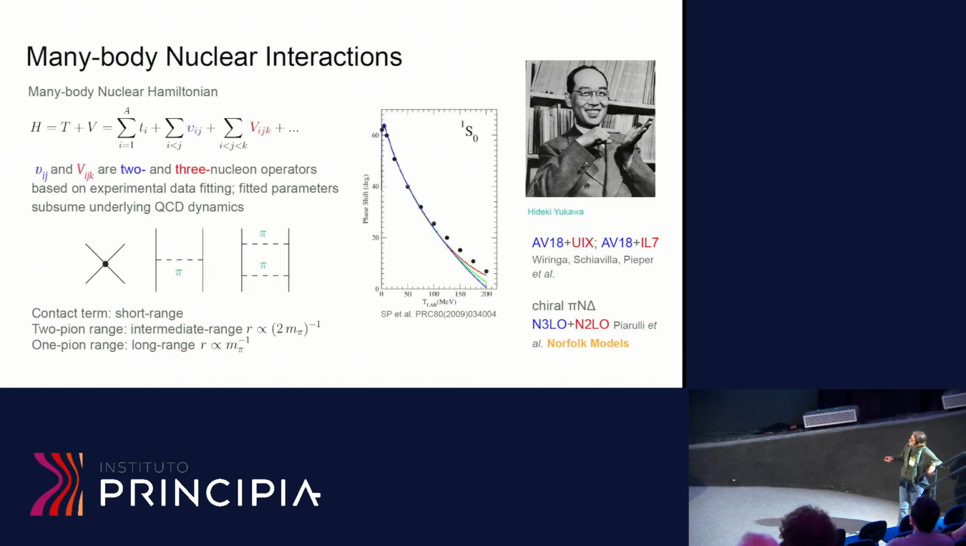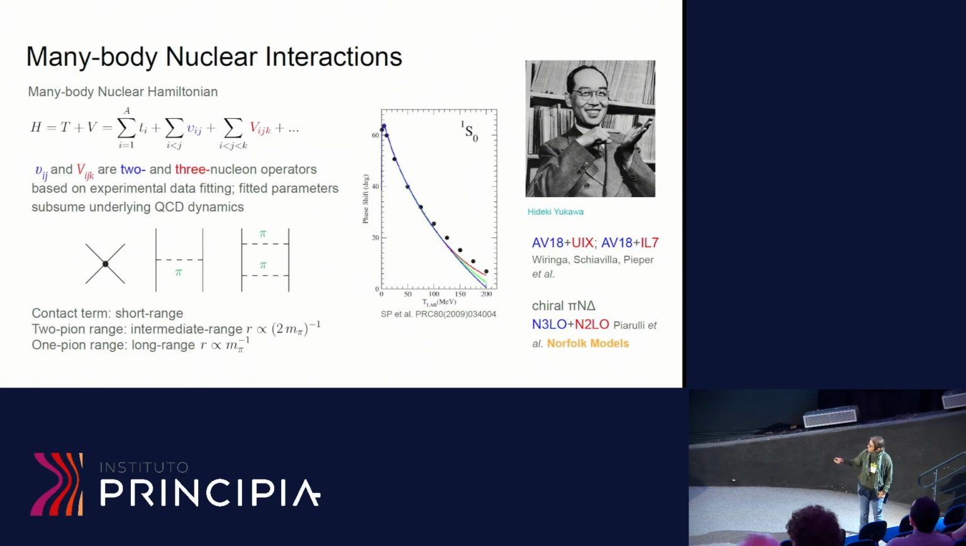Specifically, in the calculations I'll present, we use two nuclear Hamiltonians. The first utilizes the AV18 two-nucleon interaction in combination with either the Urbana-IX or the Illinois-7 three-nucleon force. Other calculations are instead based on the Norfolk models developed by Piarulli and collaborators. Both these interactions are phenomenological. They have parameters, which in the case of the Norfolk model are called low-energy constants.